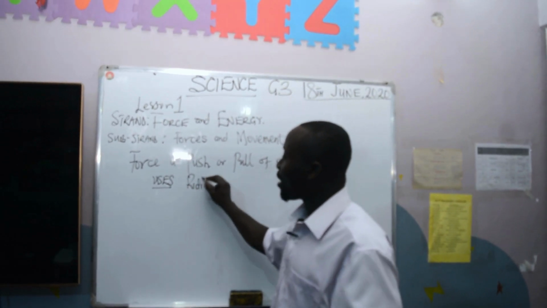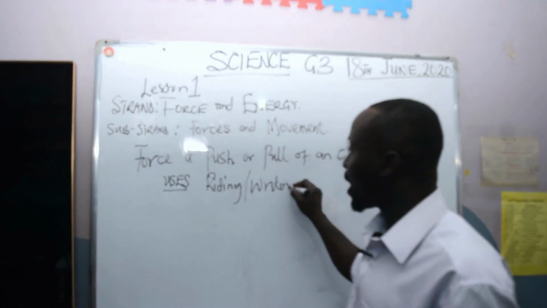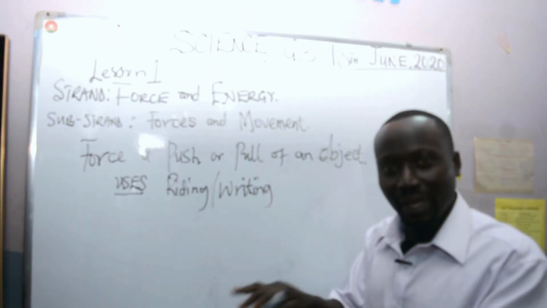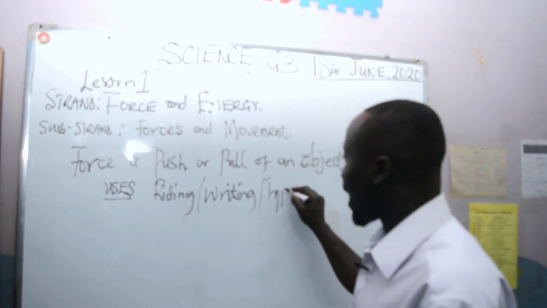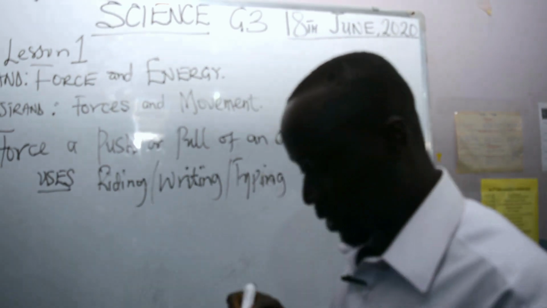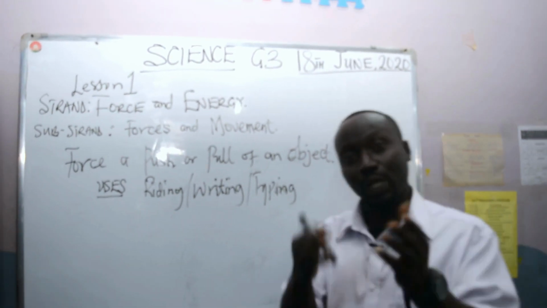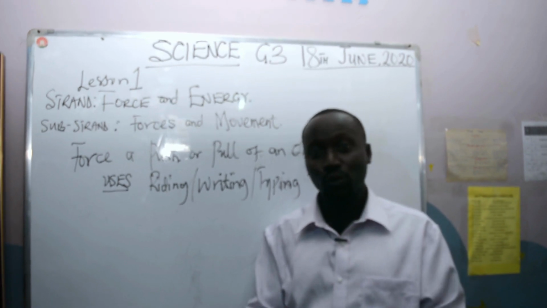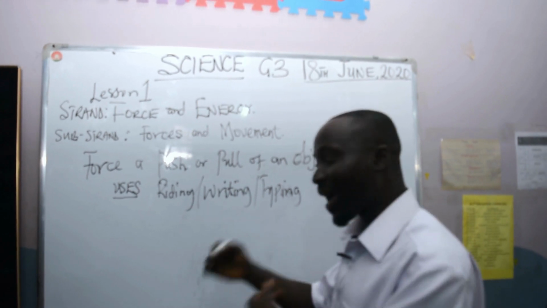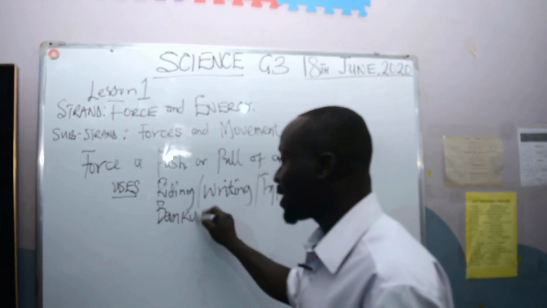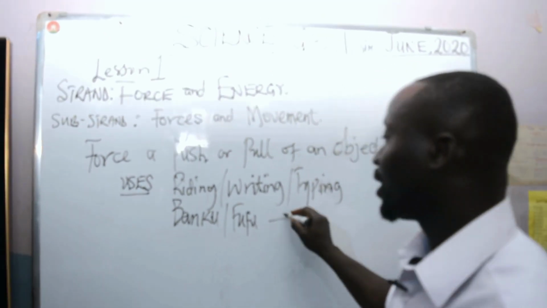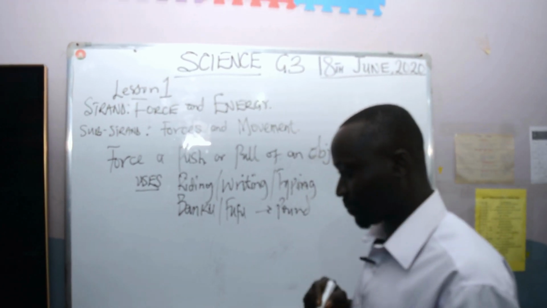Also, whenever we are writing, we use a force. As you can see, we also type by using a force with our fingers. Typing is also an activity where we use a force. At home, you can also mention a lot of activities we use a force to do. Go to the kitchen. Mommy prepares banku by using a force. Fufu by using a force. As you pound, you are using a force.